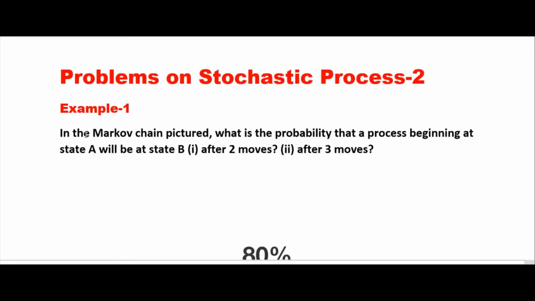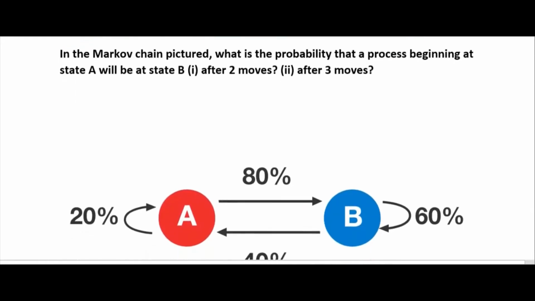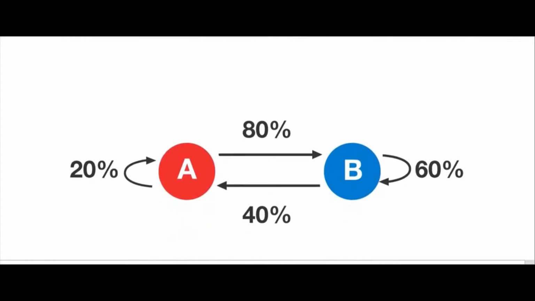Here, if you see in the Markov chain picture, what is the probability that a process beginning at state A will be at state B after 2 moves and then after 3 moves. You see, this is a very easy diagram.